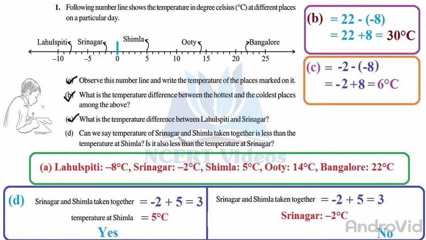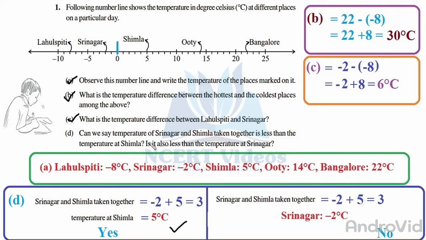Can we say the temperature of Srinagar and Shimla taken together is less than the temperature at Shimla? Well, let's see. Srinagar and Shimla taken together is -2 plus 5. We have to add them up. You can see the greater number is positive and we have to subtract whenever signs are different. Therefore it is 3, plus 3, because 5 was having the plus sign. Now the temperature at Shimla, we have to compare it. Well, the temperature at Shimla is given straight away, 5 degrees Celsius. So you can see here yes is the answer because 3 is less.